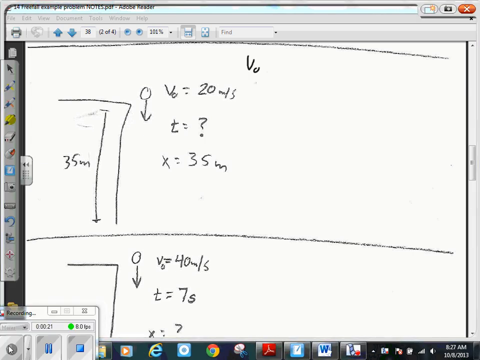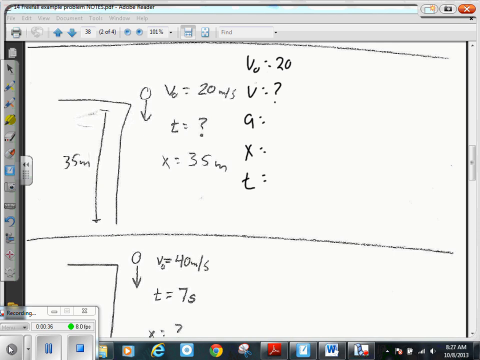First thing you have to do is have your checklist, right, everybody? So v sub naught, v, a, x, and t. And these are all lowercase, in case you were wondering. Okay, so I got a v sub naught of 20 meters per second. My v, I don't know. My acceleration is negative 10.